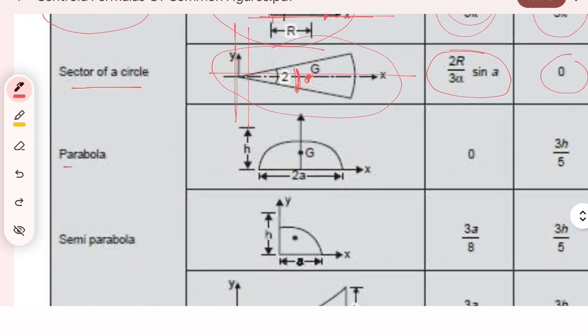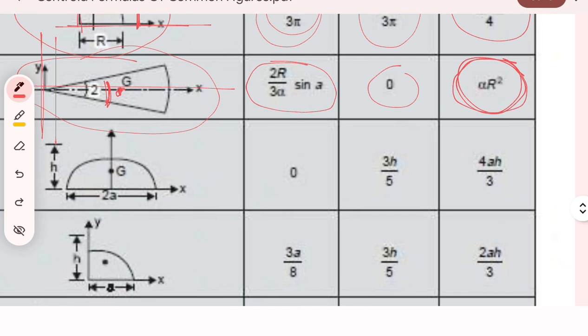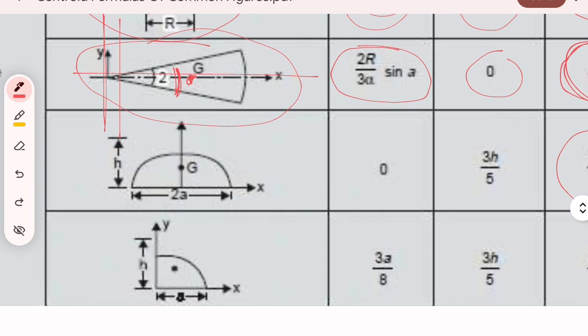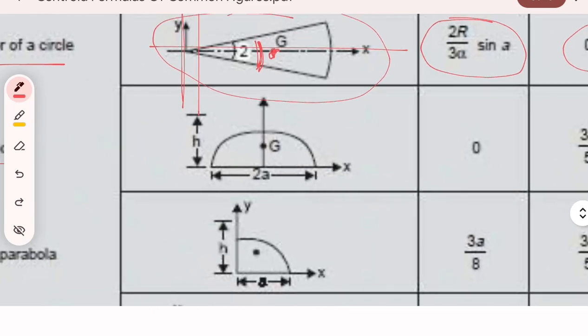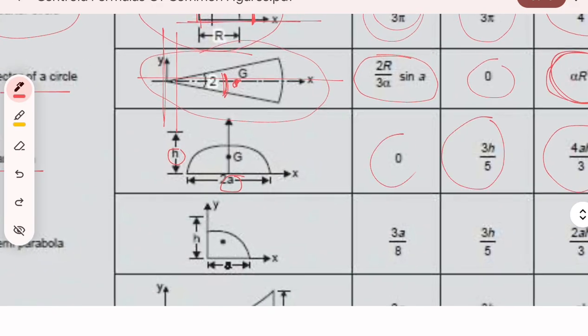What about if the form is a parabola? So this is the parabola. How would you compute the area of a parabola? The area of a parabola is here. So 4ah over 3. And a and h are usually given. So this value of a is given. The h is also given. So you could compute the area of the parabola. And you can also compute the location of its centroid at point G.